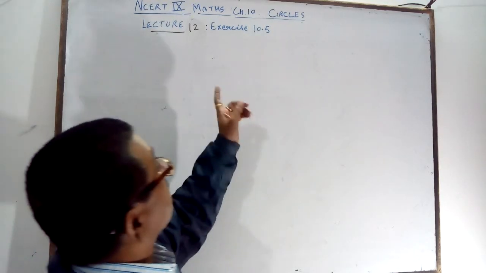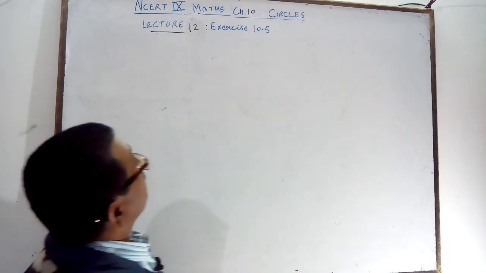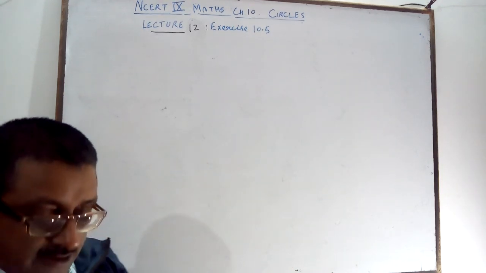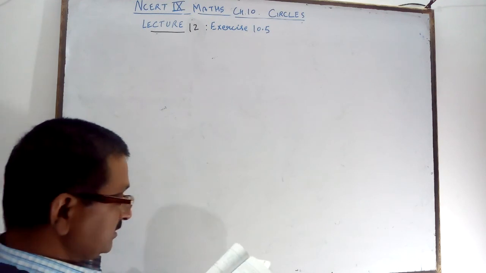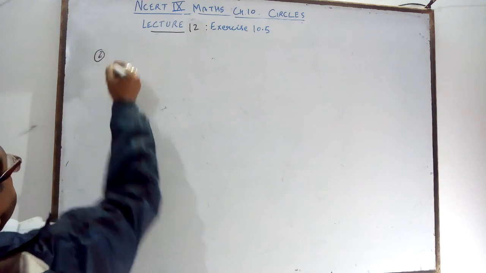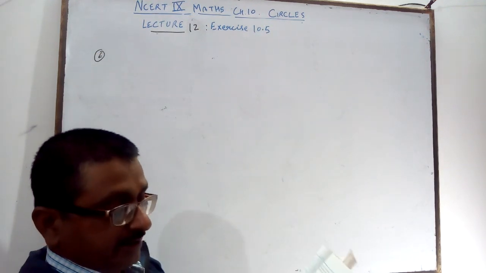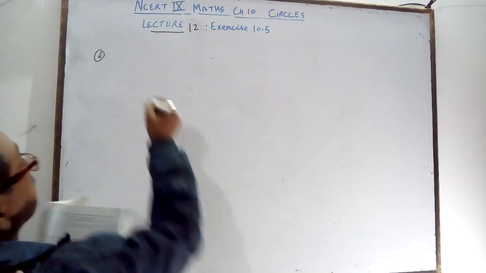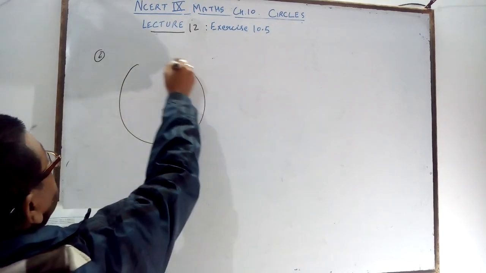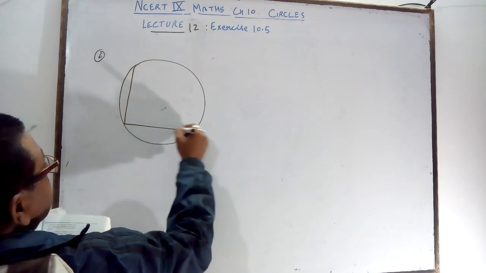Hello friends, exercise 10.5 of circle, chapter 10. Question number 6 you are seeing. Question number 6: ABCD is a cyclic quadrilateral whose diagonals intersect each other at E. If angle DBC is 70 degrees and angle BAC is 30 degrees, find angle BCD.